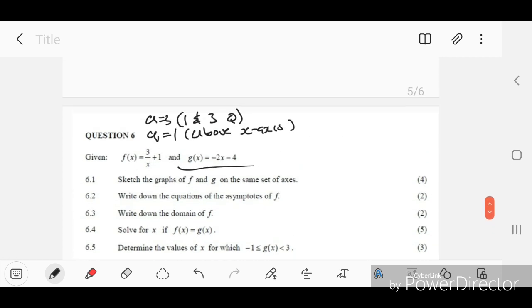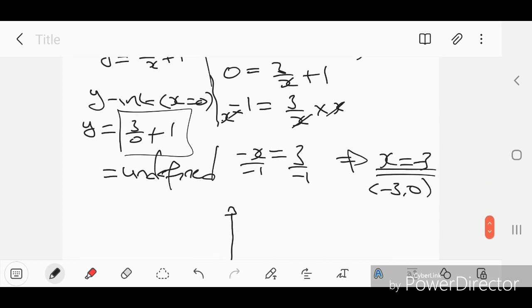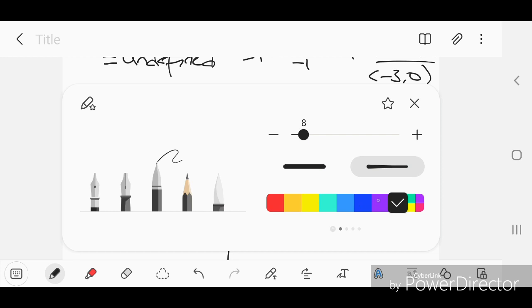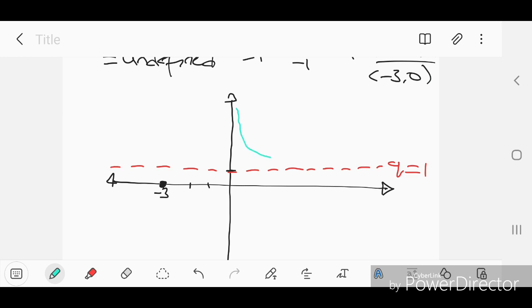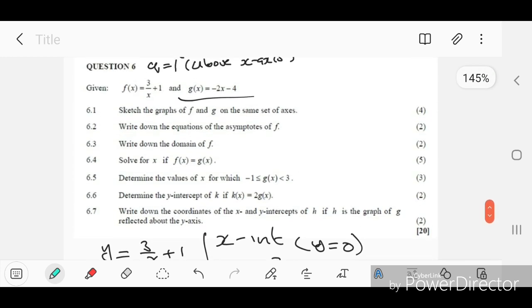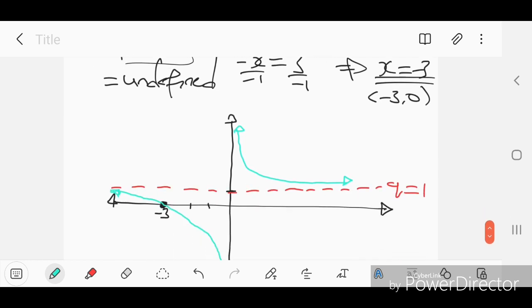Now I said a is positive, so it will be in the first and the third quadrant. Now this is my function. It has to be in the first quadrant, and in the third quadrant you can see that it passes through minus 3. Then I am done with plotting the graph of f of x. So I can as well name it f of x.